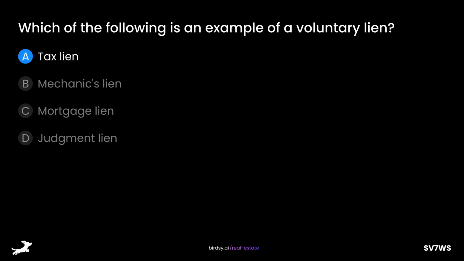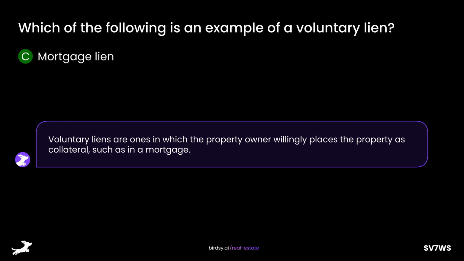Which of the following is an example of a voluntary lien? Is it A, B, mechanic's lien? C, mortgage lien? Or D, judgment lien? The answer is C, mortgage lien. Voluntary liens are ones in which the property owner willingly places the property as collateral, such as in a mortgage.